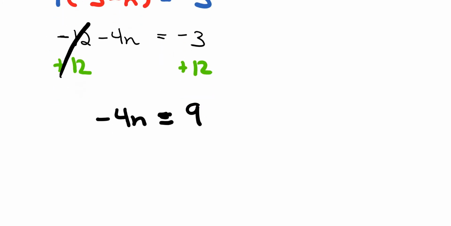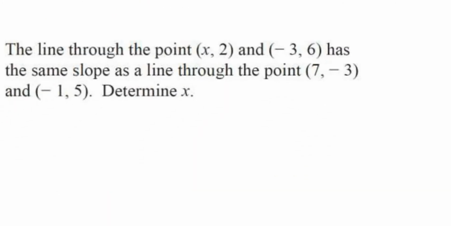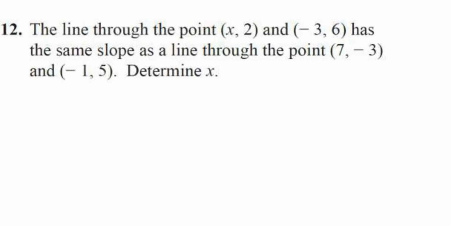And then after that, I can divide both sides by -4. And my final answer is n equals -9 over 4. And that's it for question number 11. Okay, moving on to question number 12. Once again, another similar problem here.